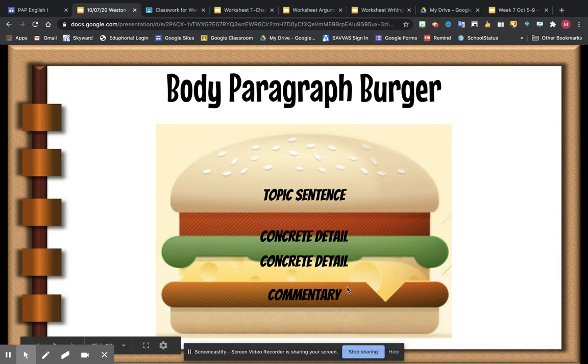That's the deep thinking. Concrete details is just information you're gathering to use as evidence. And then we're back to the bottom of the bun for the closing. So think of that as the way you want to sandwich in the information that you've gathered.